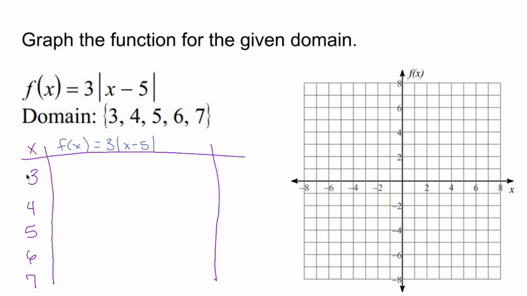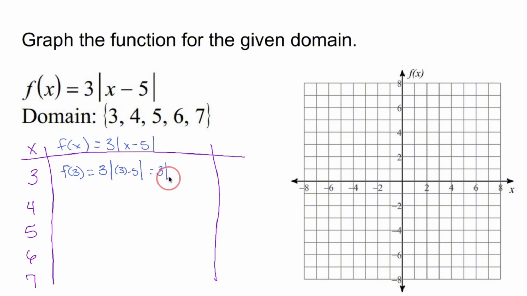Now, whenever you plug something in, when I want to find out what f of 3 is, I'm going to replace x with parentheses 3. So I have 3 times the absolute value of parentheses 3 minus 5, close the absolute value. Now, inside the absolute value, I have 3 minus 5, and 3 minus 5 is negative 2. This follows PEMDAS rules. So you do everything inside the parentheses, or in this case, inside the grouping symbol, the absolute value. So I do 3 minus 5 first.